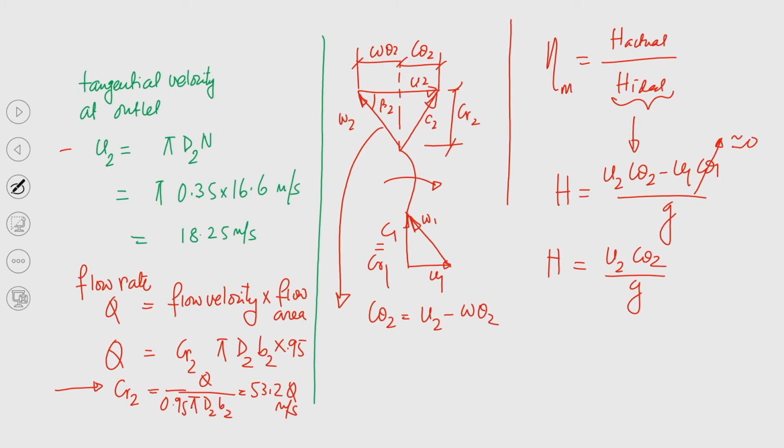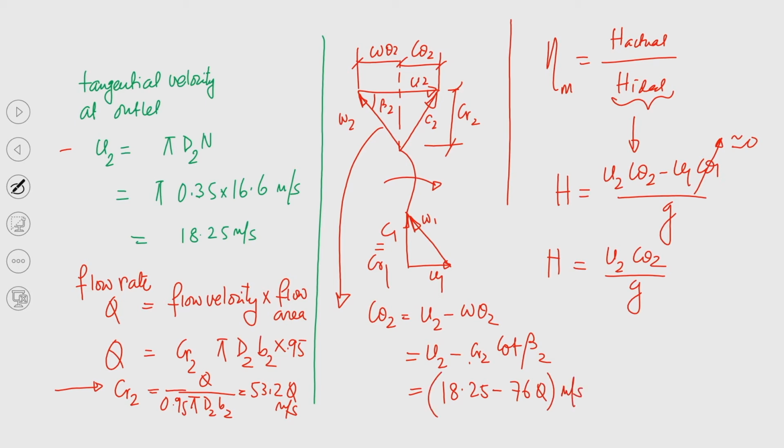W theta 2 is not known explicitly, but it is known implicitly. So, we can write it as U2 minus CR2 cot beta 2. We know this is CR2, this is beta 2, so W theta 2 will be CR2 cot beta 2. If we now plug in the values of U2, CR2 and beta 2, we can write it, it will be 18.25 minus 76 cube meter per second.